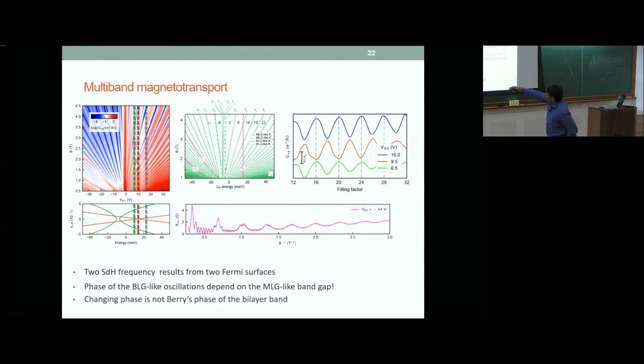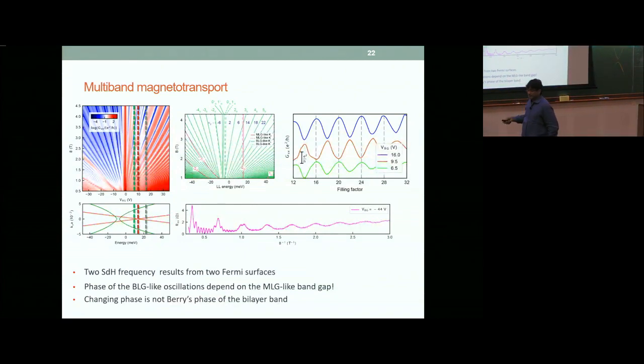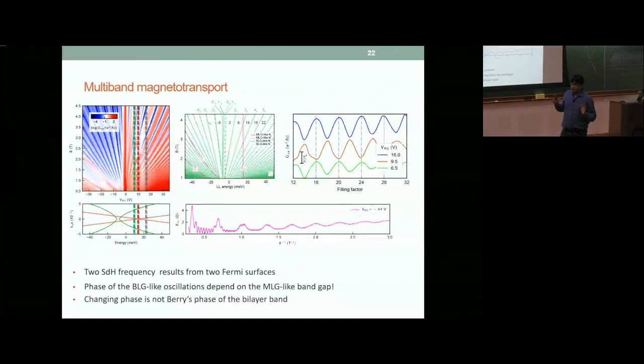Okay, this is the crossing point of the monolayer-like band and the bilayer-like band. So we know exactly which Landau level is coming from which band. So there's no confusion, we can resolve them. In fact, it's super easy to resolve the Landau levels of this guy because the spacing is much larger.